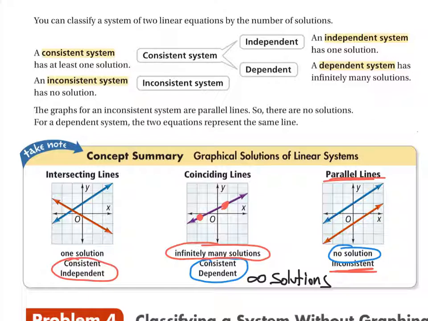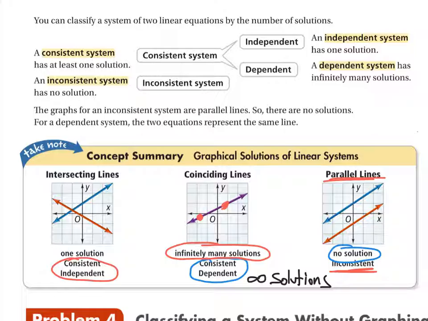Now there is a subcategory to consistent systems. It's either going to be independent or dependent. So if we end up having two distinct lines that will intersect and give us one solution, is it going to be independent or dependent? Independent. How are you going to remember that? I told you one way of how I remember it. Independent means by itself.